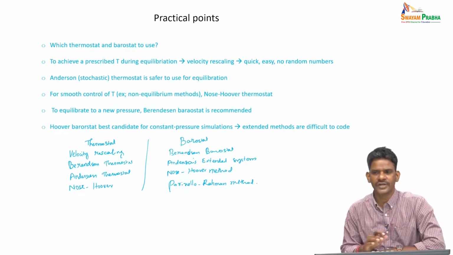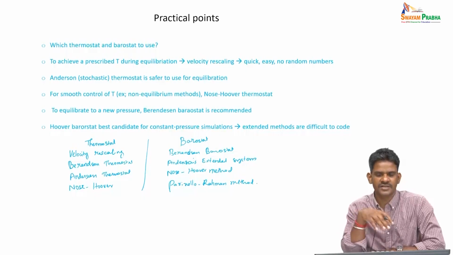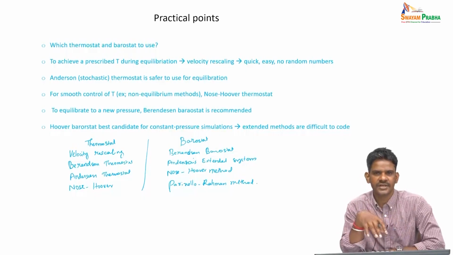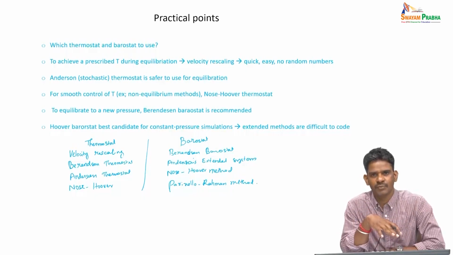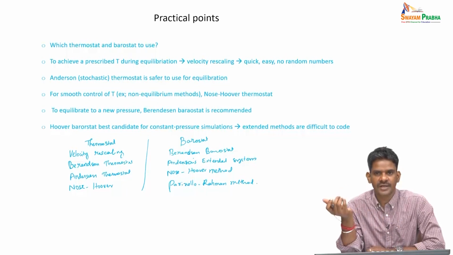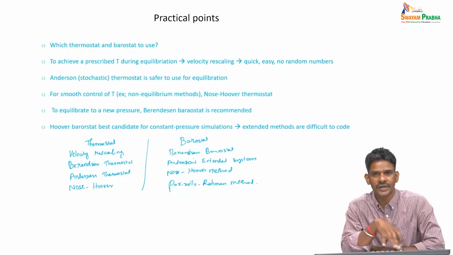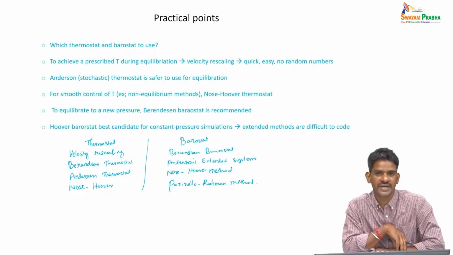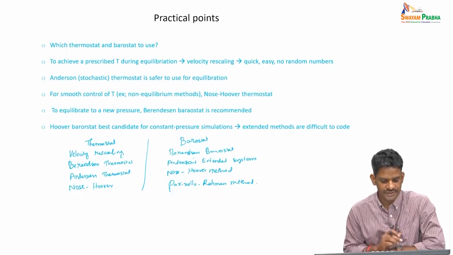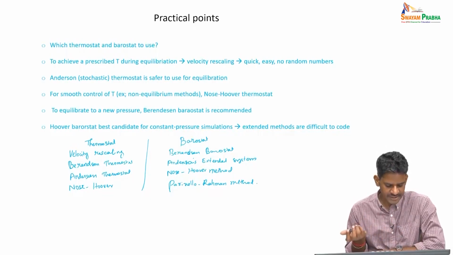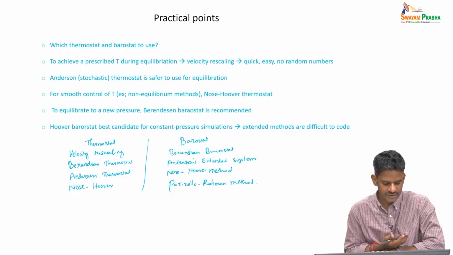So we have focused only on these methods because some are very simple to use and others are sophisticated enough and more popular. And many of the open source MD engines like LAMMPS and GROMACS have coded these barostats and thermostats, and you can use them in different combinations. So, the question is that given such a set of choices of thermostats and barostats, which one to use?